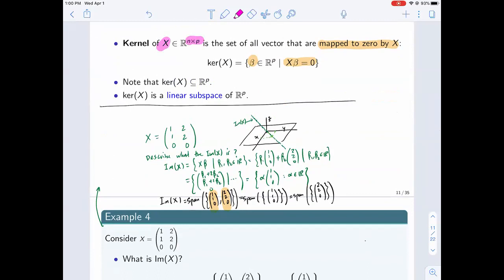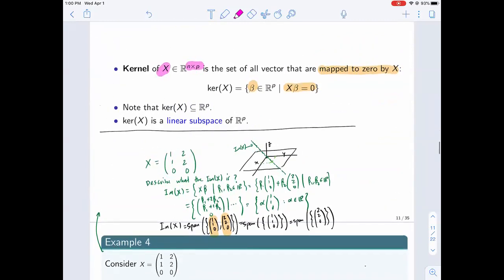So what we have is the set of input vectors that go in and get multiplied by X and are mapped to 0. The dimension of the vectors is p, so the kernel is going to be a subset of R^p, whereas the image is a subset of R^n. That's the difference. And we can also verify that the kernel is a linear subspace of R^p.